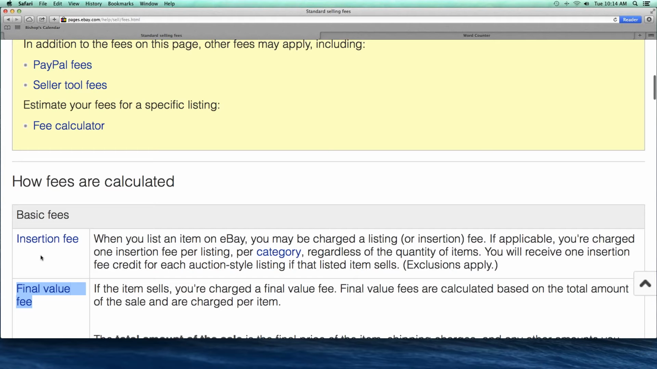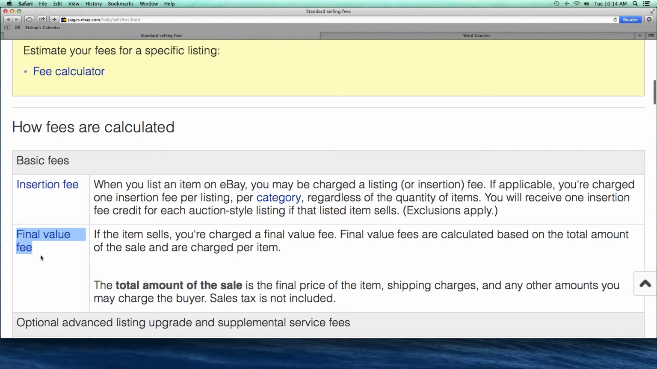Okay, that's eBay's commission. That's how eBay stays in business, and I think that's fair. After all, they do all the marketing for you. All you do is put up the item for sale, right? So that's a final value fee. That can be reduced as well.